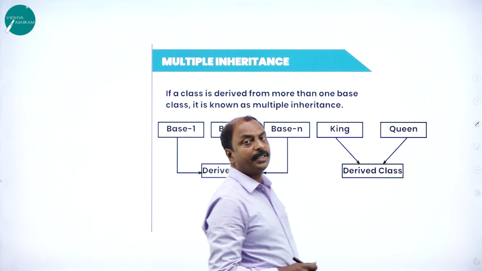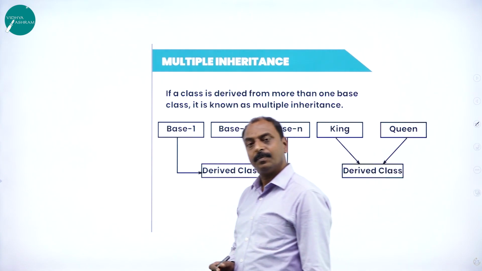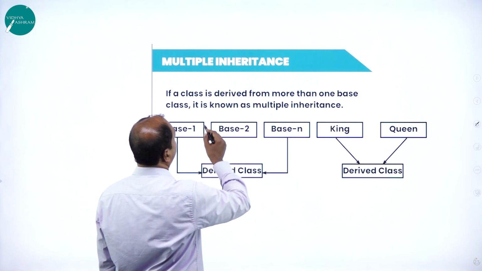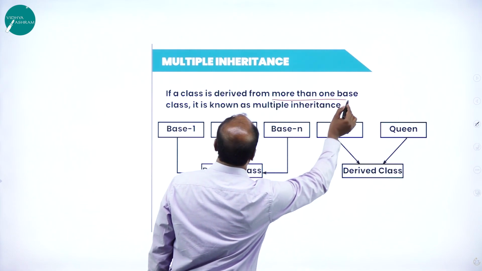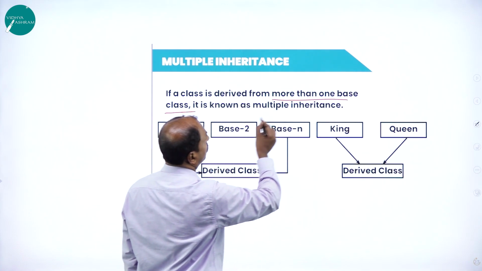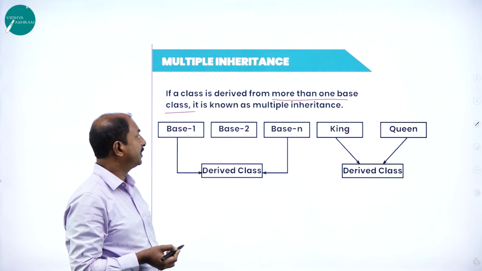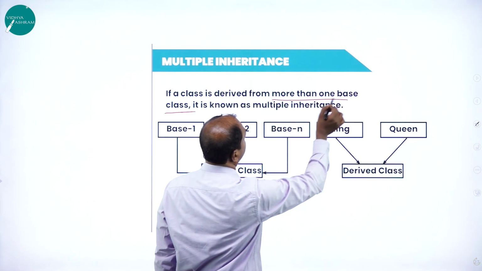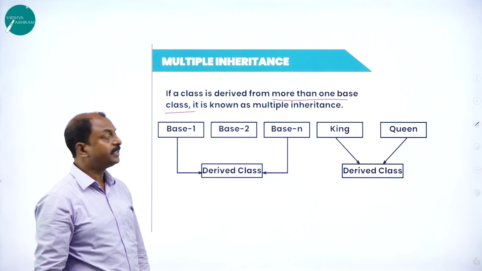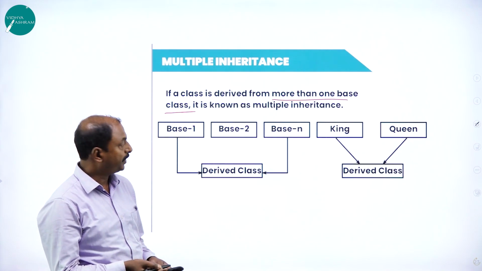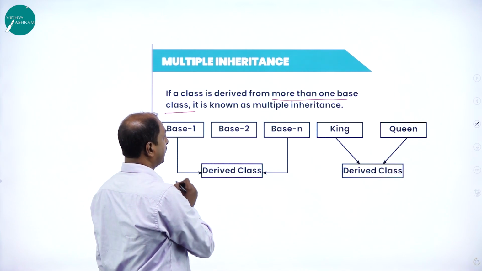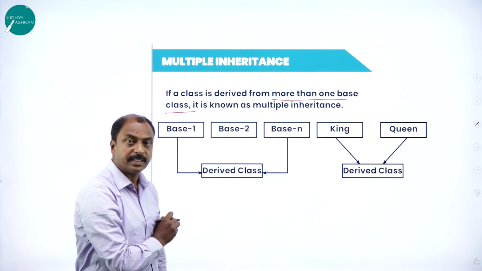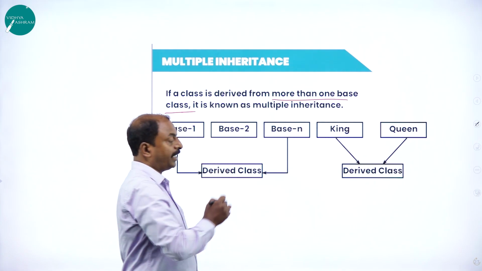It is multiple inheritance. So what is multiple inheritance? If a class is derived from more than one base class, it is called as multiple inheritance. So I repeat, here is a class derived from more than one base class. Now look at this schematic diagram here. So this is one base class, second base class, and you can have n number of classes here. And this is only one derived class.